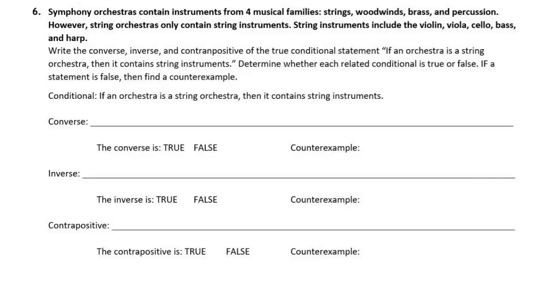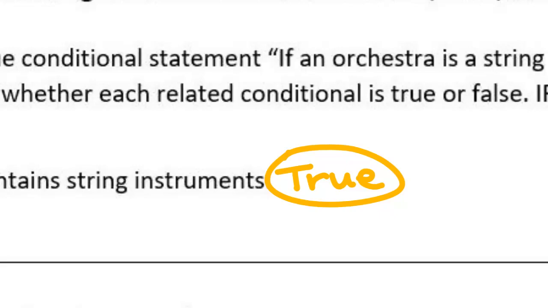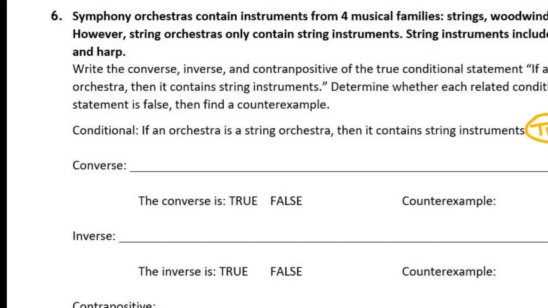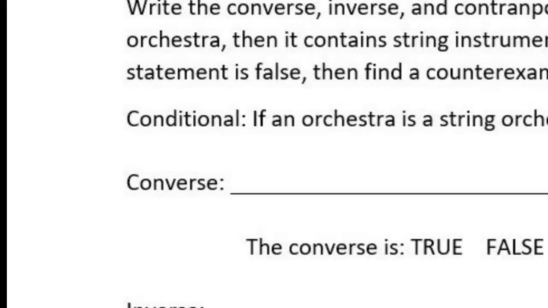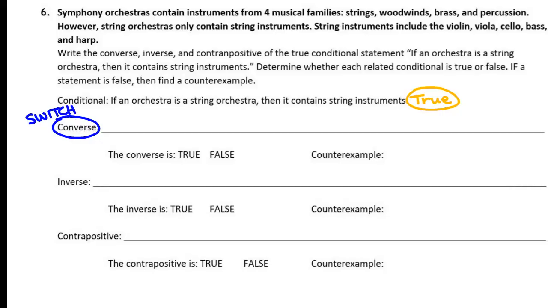Determine whether each related conditional is true or false. If a statement is false, then find a counterexample. So it said that my original conditional statement is true. If an orchestra is a string orchestra, then it contains string instruments. What do we do for the converse? Switch. So what would my converse sound like?